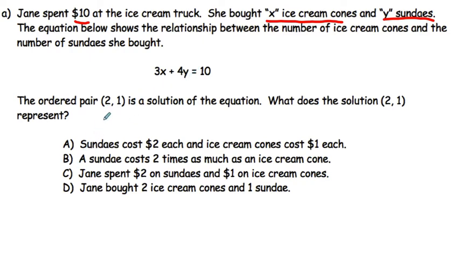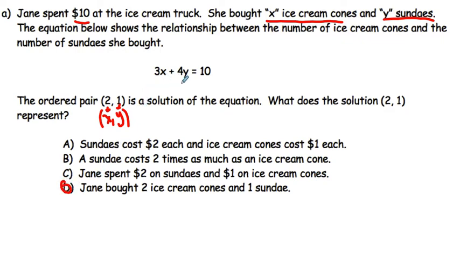But basically, this is saying here the ordered pair 2, 1 is the solution. What does 2 represent? So remember that this ordered pair is in the form of x, y. So that means 2 is x and y is 1. So if I come up here, x was ice cream cones. So if x is ice cream cones and x is 2, then that means that they bought 2 ice cream cones. 1 is my y value, and I also know that y represents sundaes. So that means Jane bought 1 sundae. So 2 ice cream cones and 1 sundae.